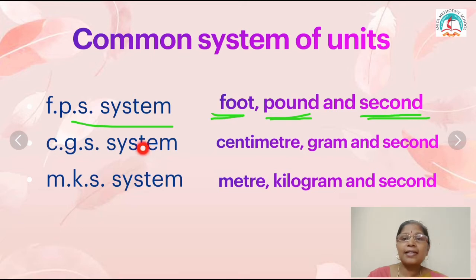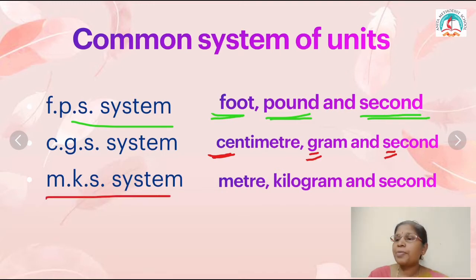Second one you see, CGS system. The length is measured by centimeter, mass by gram and time by second. So this is the CGS system. Third one is the MKS system. MKS system means what? Length is measured by meter, mass is measured by kilogram and the time is measured by second. So the first letters make MKS. So totally 3 common systems are here: FPS, CGS and MKS system.